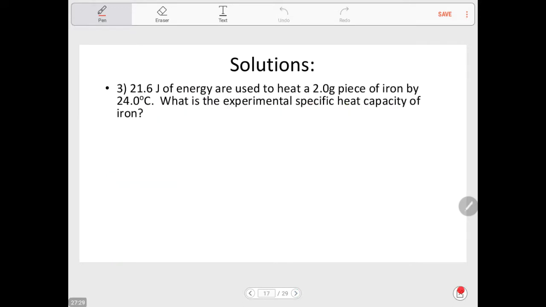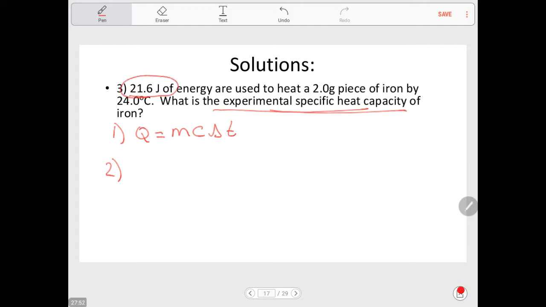Last one here. Oh, good. This one now is a little bit of algebra. Step 1, Q equals MC delta T. Now look, what's different? This time, they want you to figure out the heat capacity, which means we must have everything else.